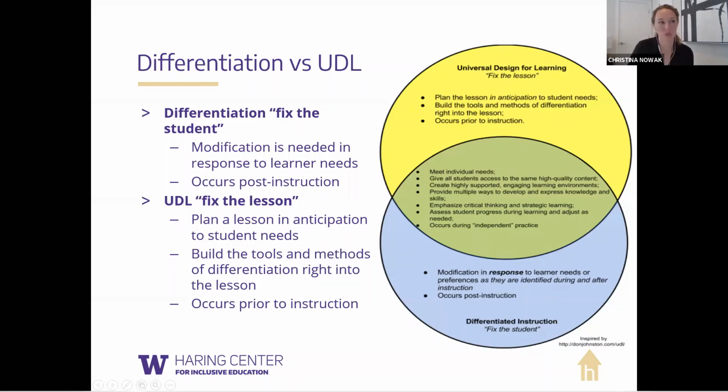And then we have principles of UDL up here. They do not seek to change the student, remember, but they seek to fix the lesson so that it is meeting the needs of not just one student, but all students. To do this effectively, lessons are planned in anticipation of student needs. Tools and methods of differentiation are built into the lesson from the start. So you're taking those differentiation strategies that we know work, but we're building them in and we're giving them to anyone that wants them. And then we see where everything meets, right? We're meeting individual needs. We're giving students access. We're creating highly supported, engaging environments, multiple ways, okay? So those are the differences and the similarities, and the similarities is where the two really come together and it works.